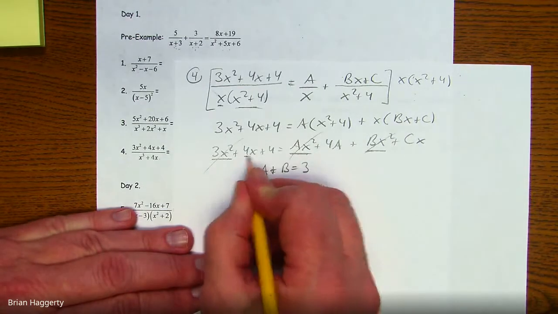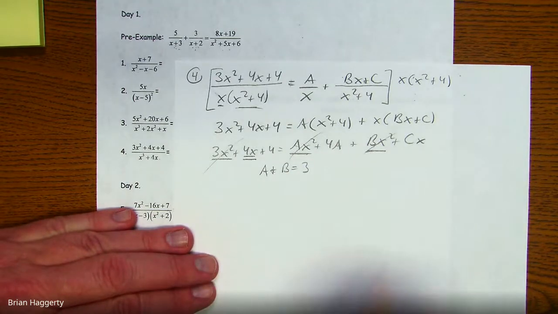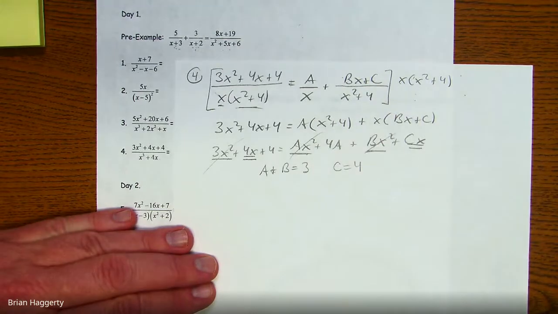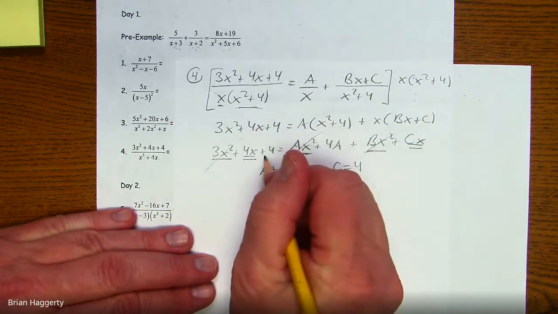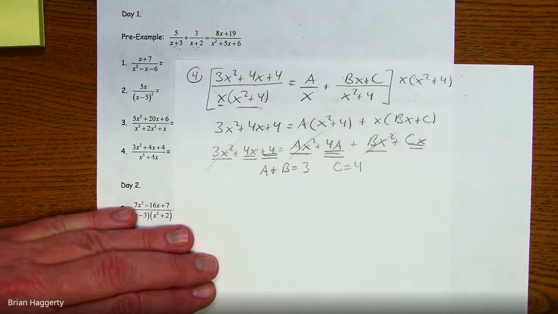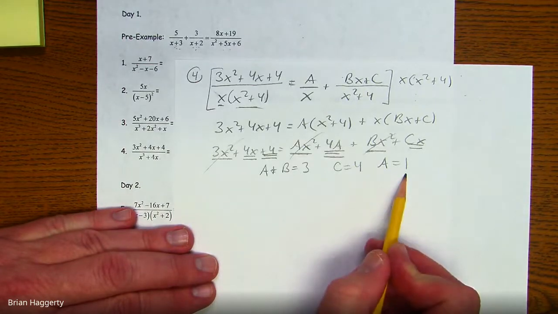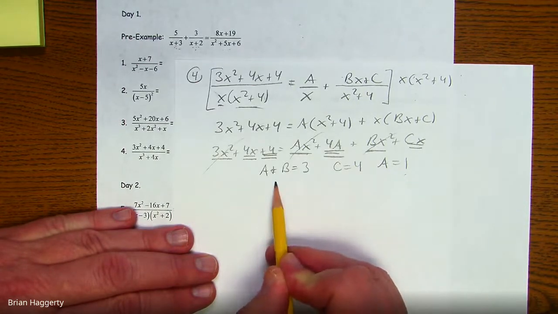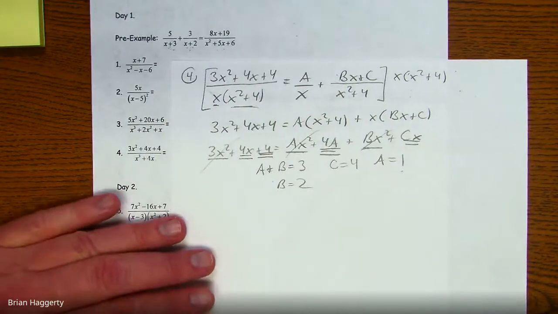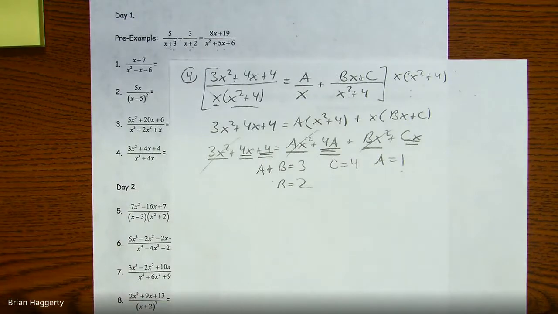Now we have a 4x on the left. We have a cx on the right. c must be 4. And then lastly, we have a 4 on the left and a 4a on the right. That means a must be 1. So now that we know a is 1, we can go back to this one. b must be 2. And now we have our 3 values that we're looking for.